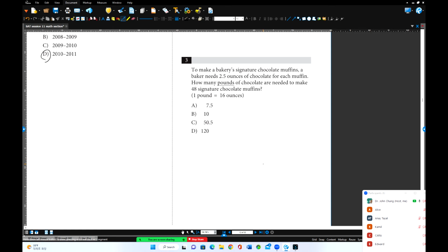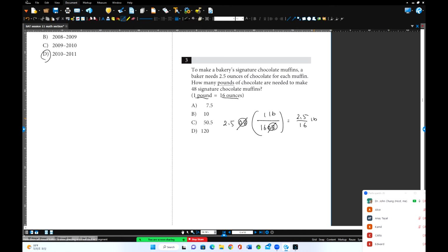Alright, number 3. How many pounds in chocolate? We have 2.5 ounces, but the pound is given by the ounce, so you have to use a converting unit. Okay, so 16 ounces is 1 pound. We multiply this ratio, but you gotta be sure. Okay, this is ounce, the denominator also ounce, that's why they cancel out. Okay, so this is 2.5 over 16, pound.